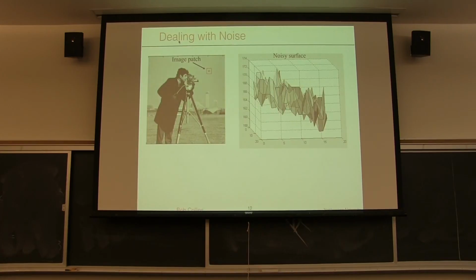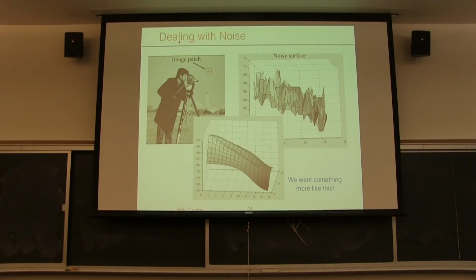All right. So we ended on Tuesday talking about noise, and I showed you this example of the cameraman image, and I looked at this patch over here, which is very rough if I zoom in on the pixel values. I claimed that that's probably due to noise, and that I really would like to have something more like this, smoothed out.